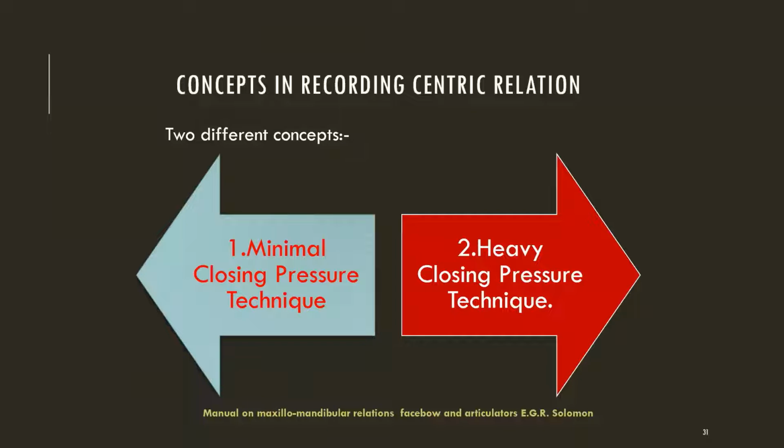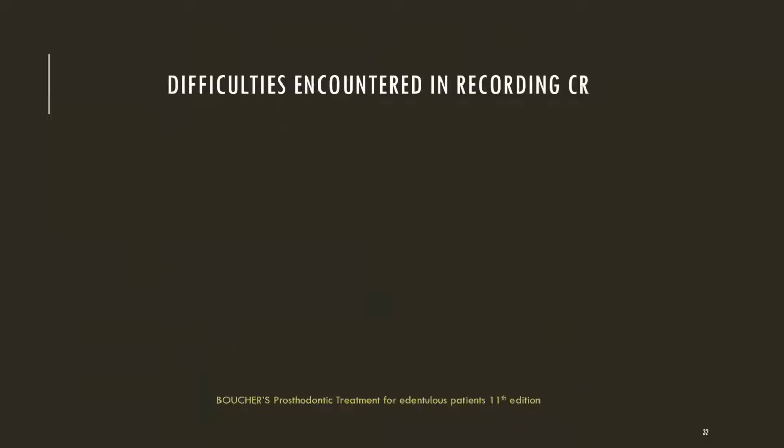The second is the heavy closing pressure technique. In this, the tissues under the recording bases will be displaced when the record is being taken. The objective is to produce the same displacement of soft tissue as would exist when heavy closing pressures are applied on the dentures. The disadvantages are that it can cause uneven contact, and the patient tends to clench the teeth. There can be soreness on the denture base and change in the residual ridge. Out of these two, the technique based on minimal closing pressure produces the best results.